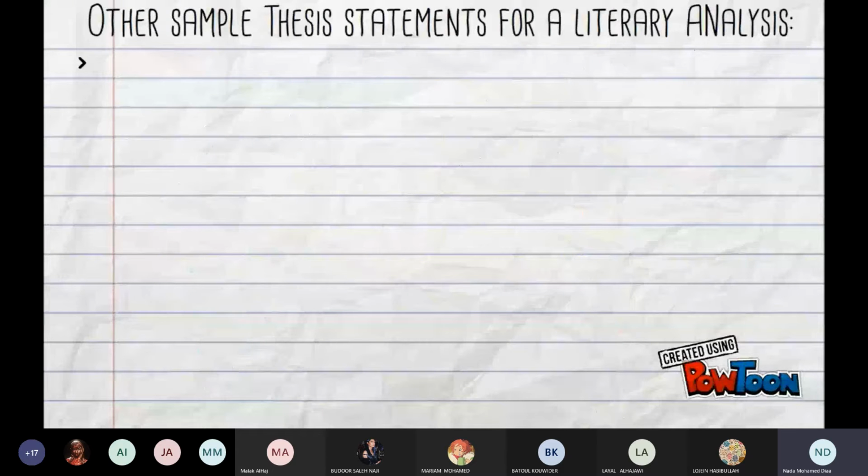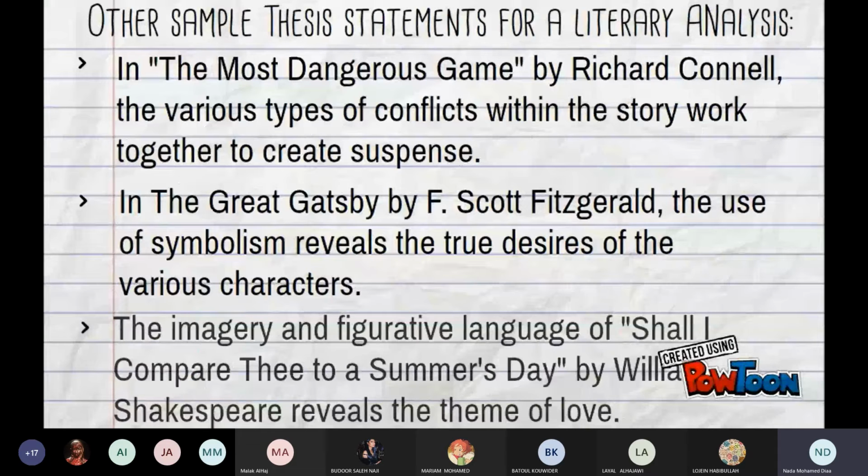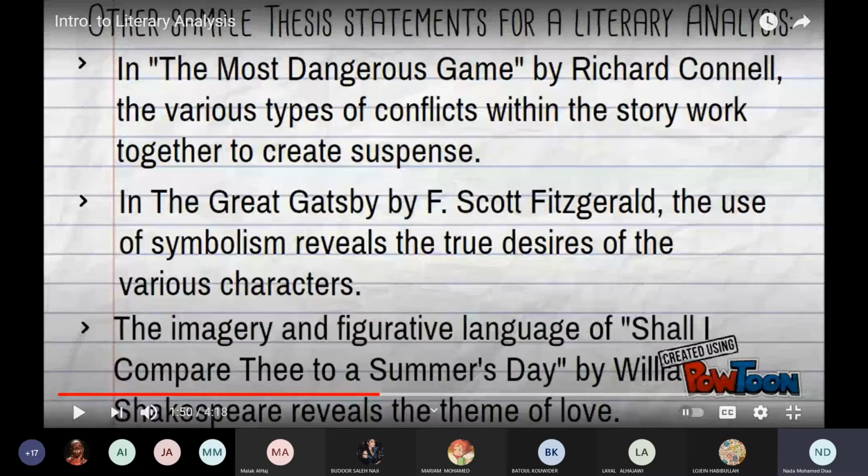Read through the example thesis statements below and notice how they all break down some aspect of the text. So, girls, in The Most Dangerous Game, a literary story by Richard Connell, the various types of conflicts within the story work together to create suspense. Here she talked about various types of conflicts within the story creating suspense, and then in each body paragraph she will mention a conflict. Okay? Then another one, Great Gatsby.